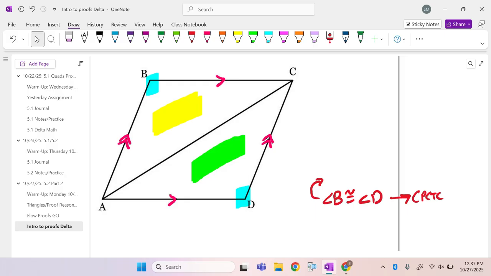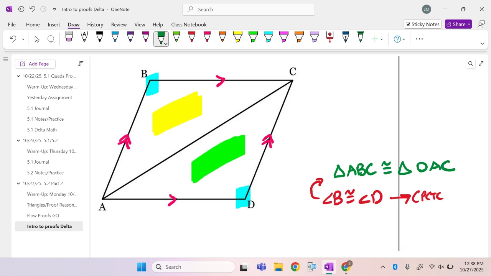So if we're trying to prove that corresponding parts are congruent, we first need what? What does CT mean? The CT in CPCTC. We need to show the triangles are congruent first. So we've got to show that triangle ABC is congruent to triangle DAC. We've got to show that those two triangles are congruent first.